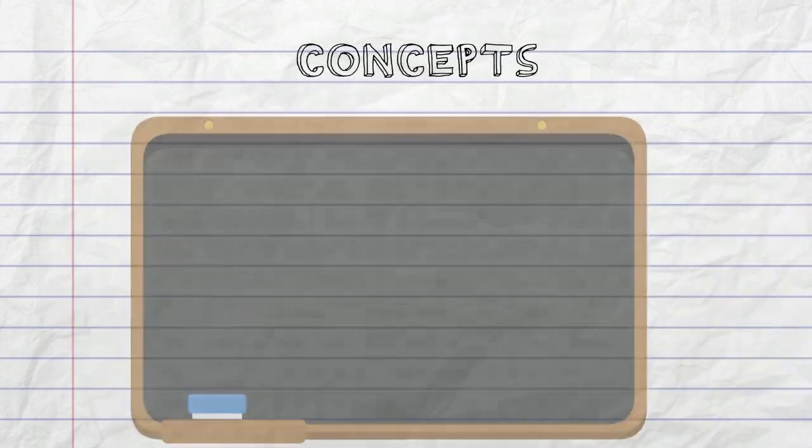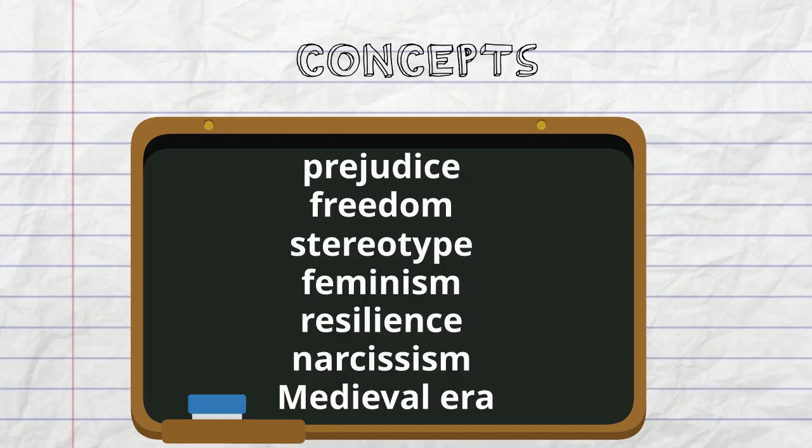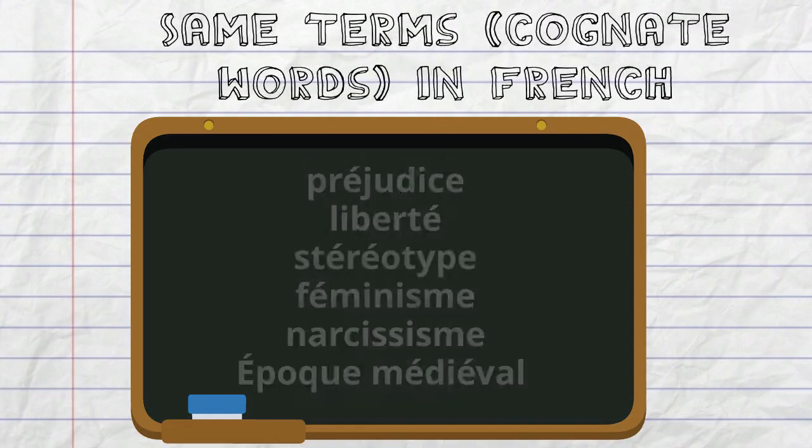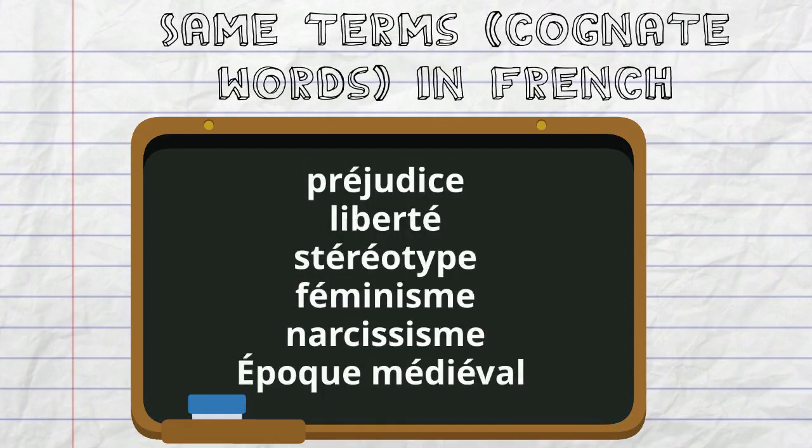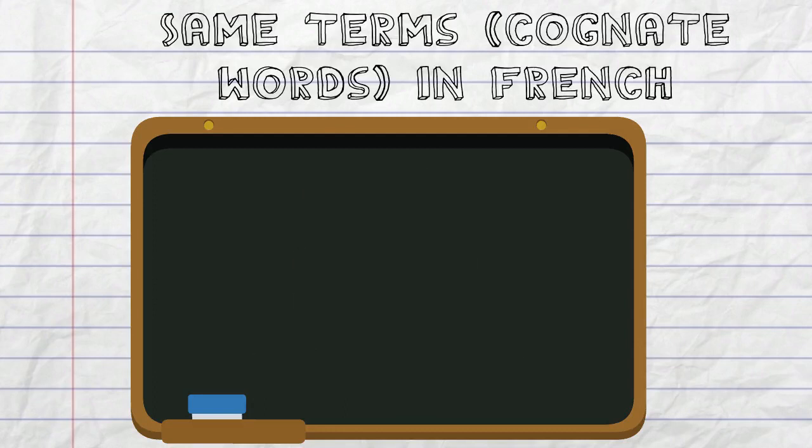This children's book deals with complex concepts such as prejudice, freedom, stereotype. The story actually reverses the stereotype of the dragon and the princess. Feminism, feminist, resilient, resilience, narcissism, narcissist, the medieval era. So it's important to teach the concepts that aren't necessarily read in the book, but are essential for a good understanding and awareness of these concepts.